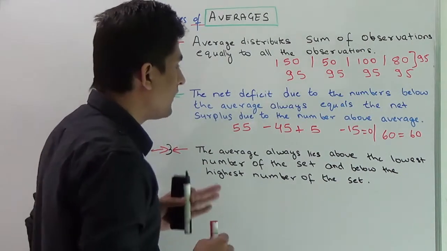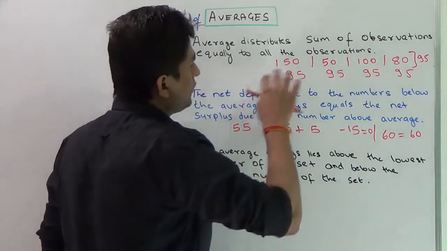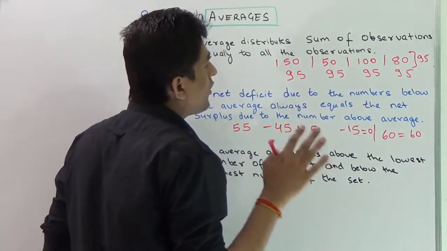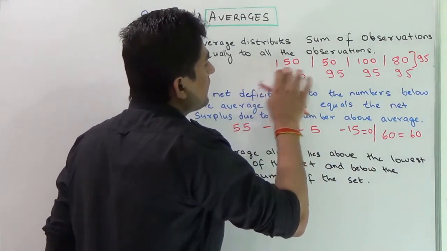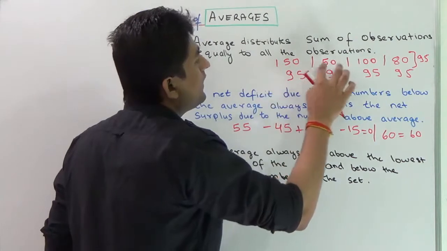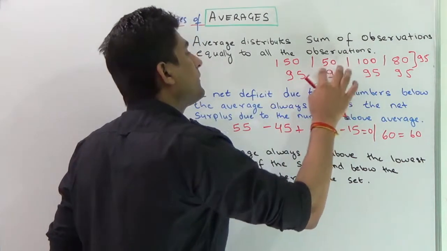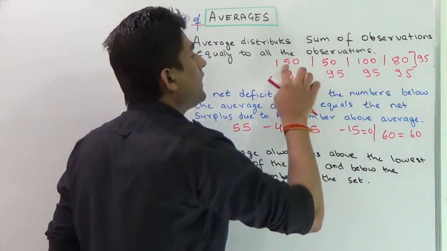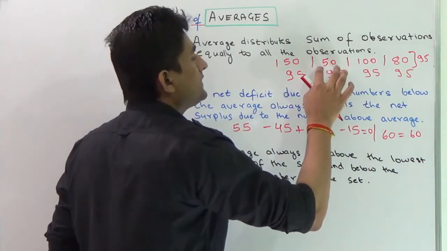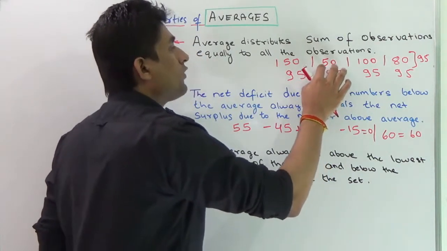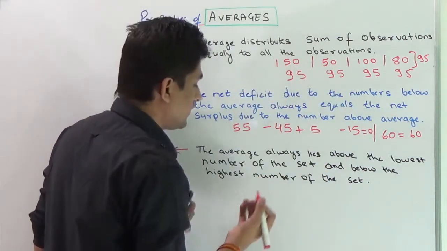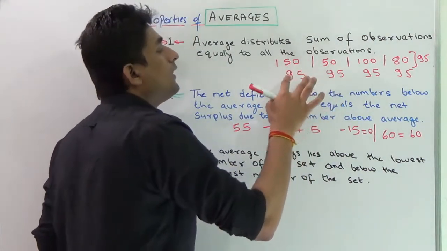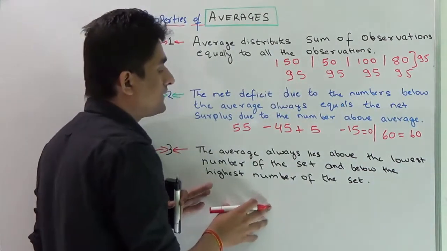The third point says that suppose in this particular set 150, 50, 100 and 80, the average will always lie between the highest number, here the highest number is 150, and the lowest, which is 50 here. In this set 150, 50, 100 and 80, the lowest is 50. So the average will always lie between 50 and 150. So here the average was 95, that means the average was lying between 50 and 150. This third point says this.